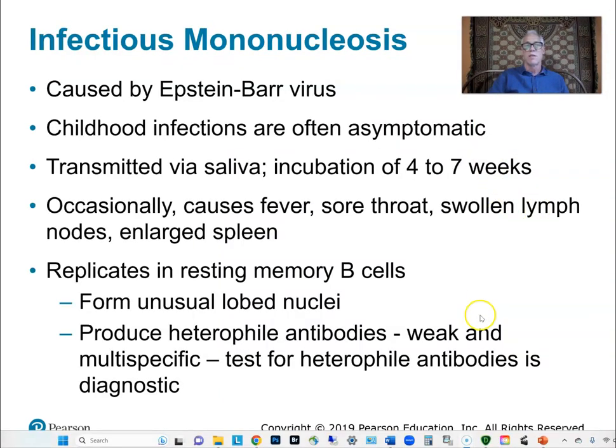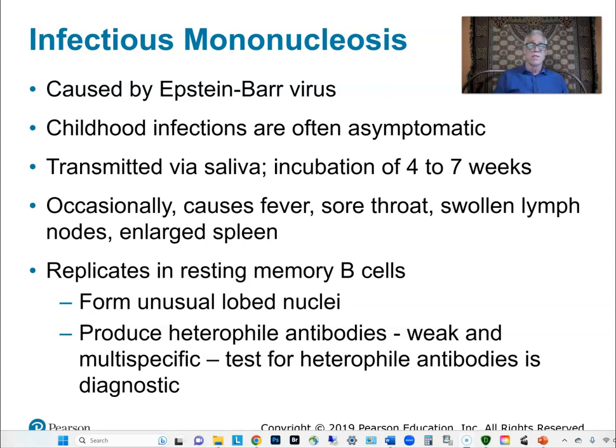Infectious mononucleosis is a disease that occasionally plagues people who get an Epstein-Barr virus infection in childhood. Again, most childhood infections with HHV4 are asymptomatic, but some people get a more severe disease in which they have a high fever, sore throat, swollen lymph nodes, and a large spleen. And the virus replicates in resting memory B cells, as we were just talking about, and it forms large B cells with an unusual shaped nucleus.